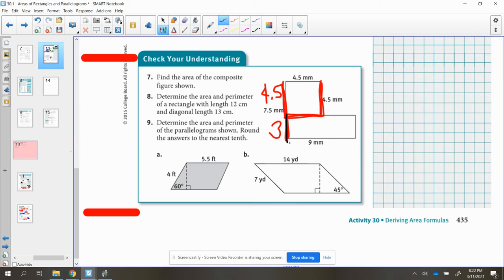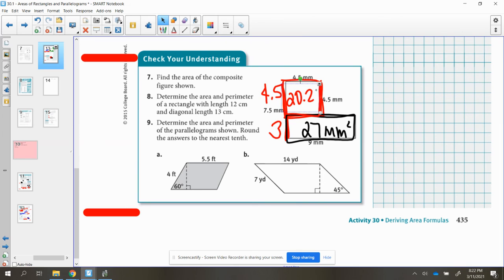So in the bottom rectangle, we have side lengths of 3 and 9 for a total of 27 square millimeters. And then up here, we end up with actually a square, 4.5 times 4.5, all the way around here. 4.5 times 4.5 is 20.25. And again, to get the total area, you would have to add them together for a total of 47.25 square millimeters.